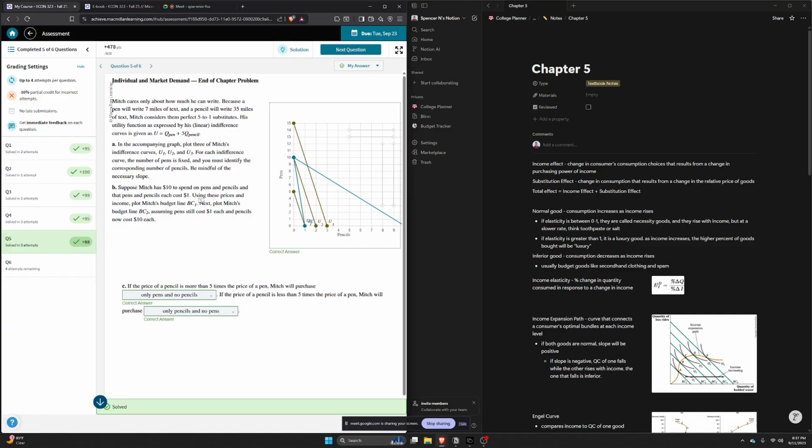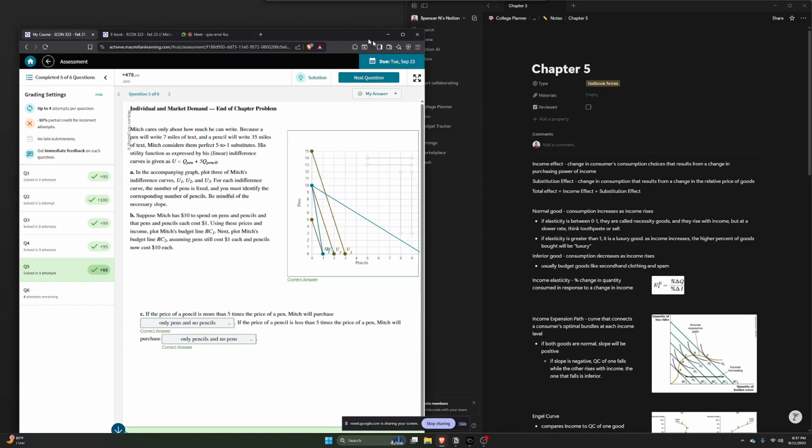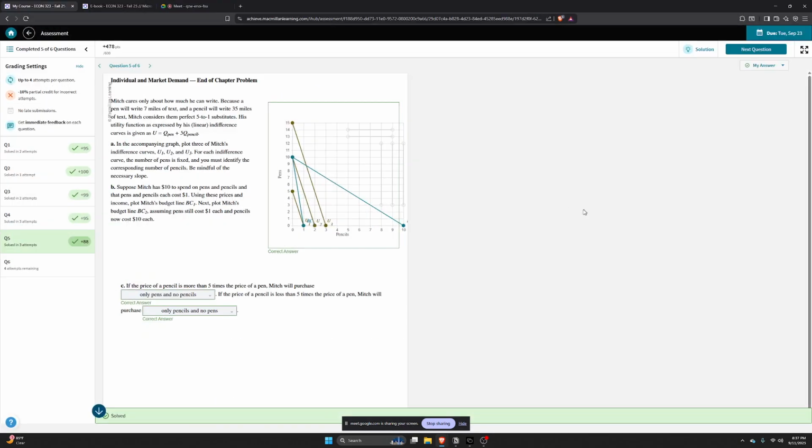Using the prices and income, plot Mitch's budget line BC1. So this is BC1 right here. It kind of cuts off. There we go, this is BC1. I'm going to scroll sideways. I promise it says BC1 over here.